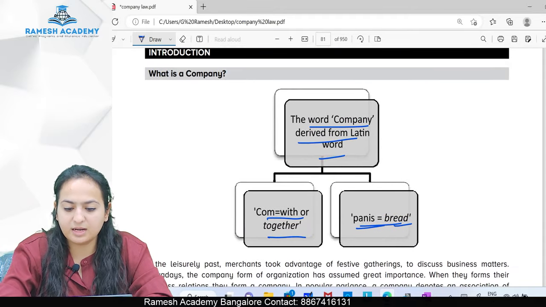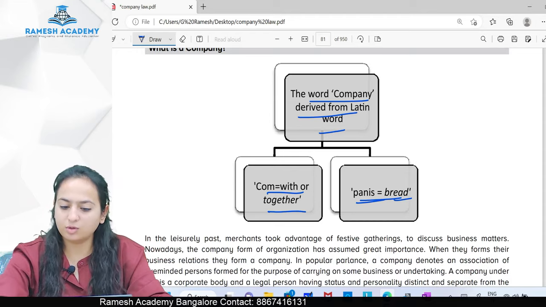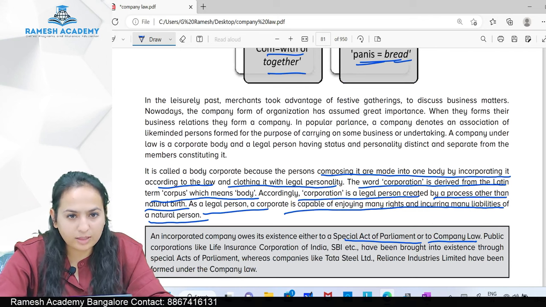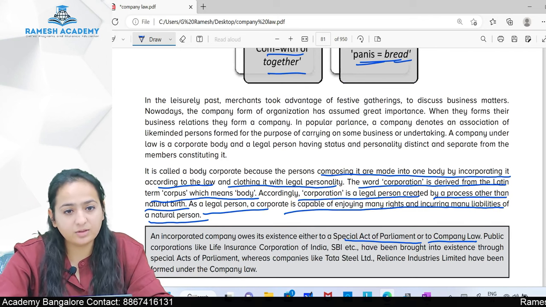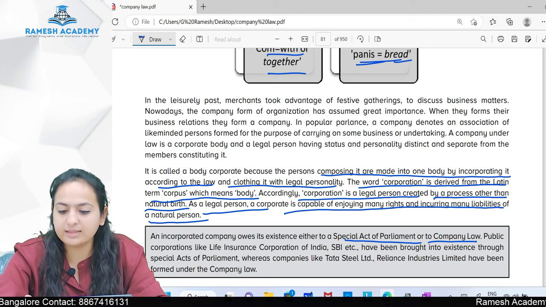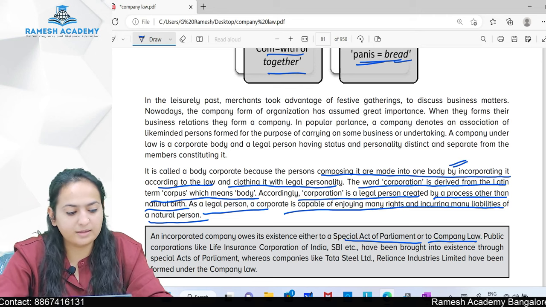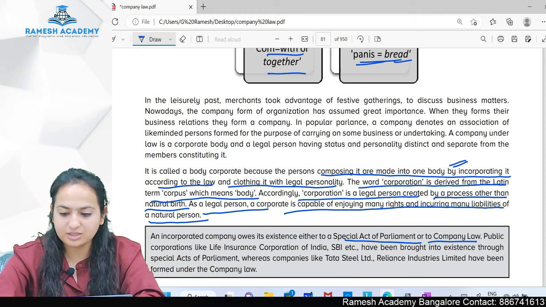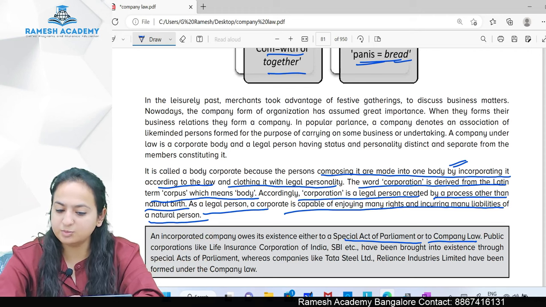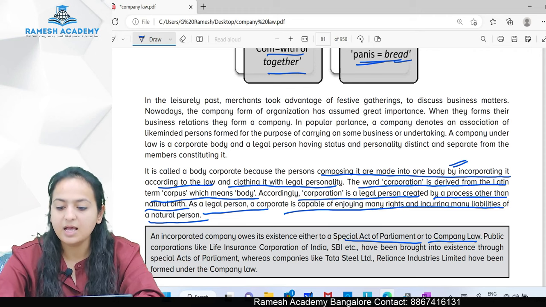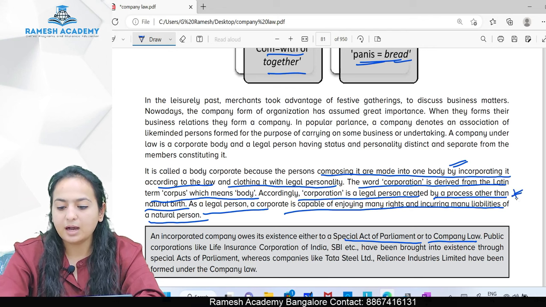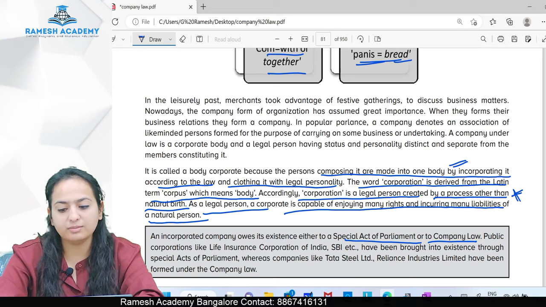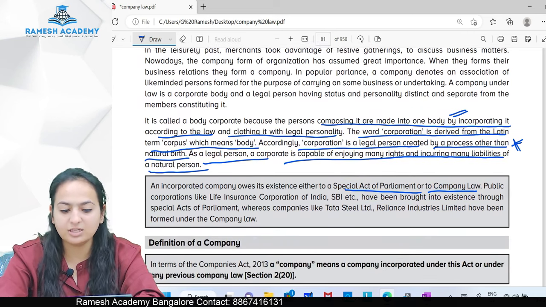The word company is derived from the Latin word com, which is with or together, and panis, which is bread. So it is called a body corporate. It is called a body corporate because the persons composing it are made into one body by incorporating it according to the law and clothing it into a legal personality. The word corporation is derived from the Latin word corpus, which means body. Accordingly, a corporation is a legal person created by a process other than natural birth. As a legal person, a corporate is capable of enjoying many rights and incurring many liabilities like a natural person.